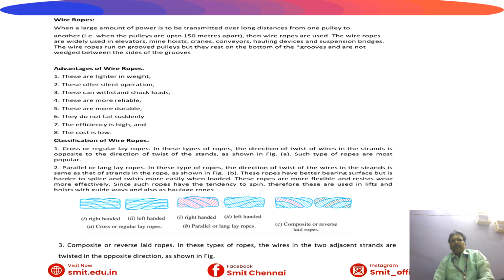Wire ropes. When a large amount of power is to be transmitted over large distances from one pulley to another, when the pulley is up to 150 meters, whenever the pulley distance is more, for example 150 meters, at that time these wire ropes are preferred. These wire ropes run on grooved pulleys, but they rest on the bottom of the grooves and are not wedged between the sides of the groove. They rest only on the bottom of the groove. They have various advantages. These are lighter in weight, as you are already aware.